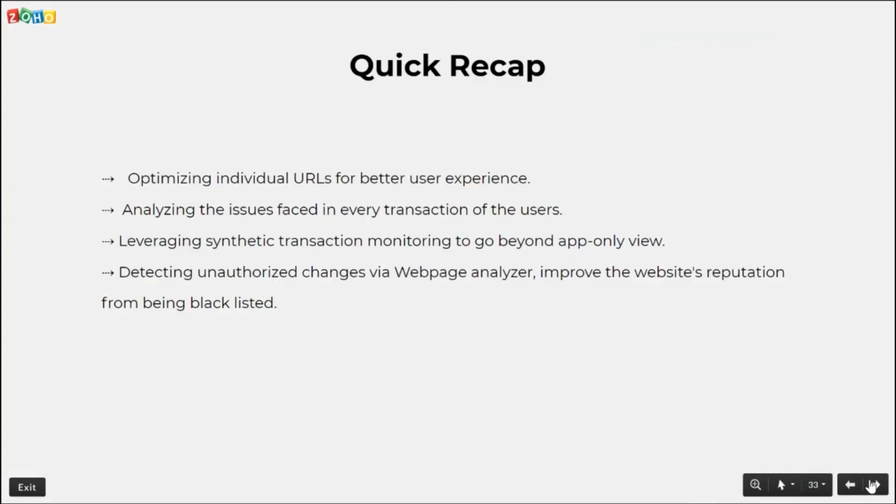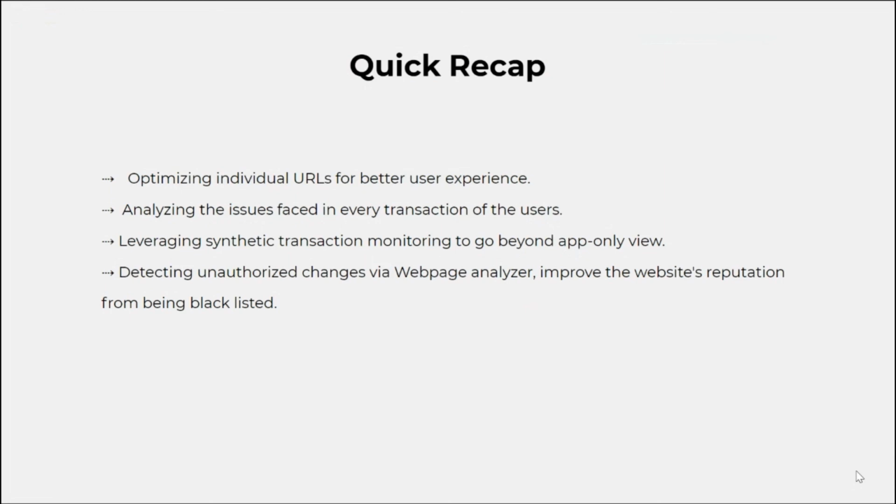So let's do a quick recap before winding up this session. In the first topic, we saw how to optimize individual URLs for a better user experience: what the response time split-up is for each and every URL, their page size can be monitored, and the availability of the URL can be monitored. All these can be done in the HTTP URL monitor in Applications Manager. In the second topic, we saw the real user monitor in Applications Manager, where each and every transaction will be captured along with their browser type, their device type, and what ISP they are using.